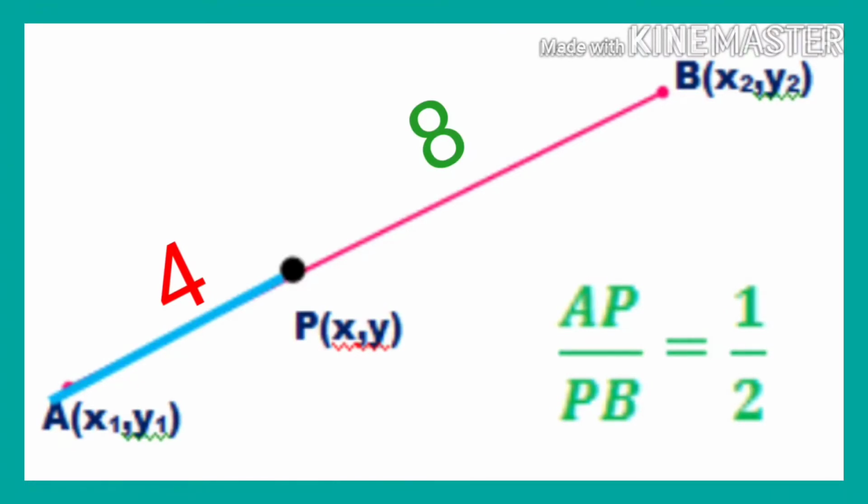Now my question is, can you find the coordinate of the point P, that is (x, y), when the endpoints (x1, y1) and (x2, y2) are given, as well as the ratio in which the point P divides the line segment AB, as 4:8 or 1:2, is known to you? Here I write the section formula. Children, now we can study the section formula.